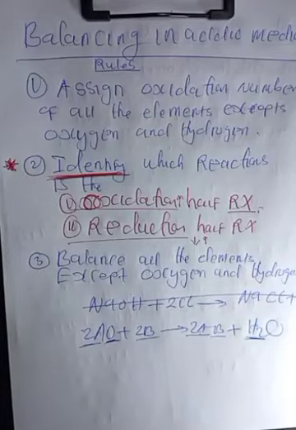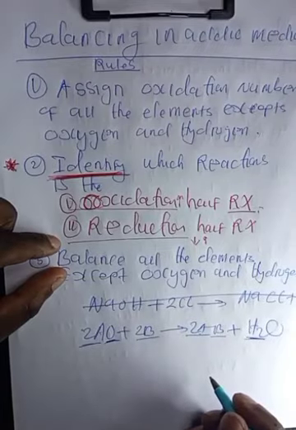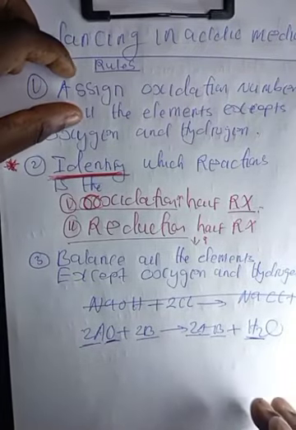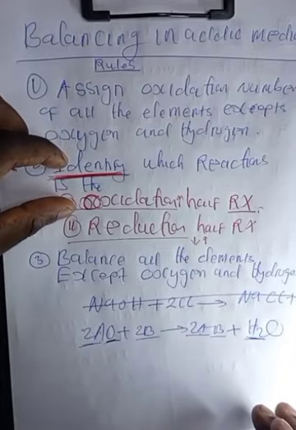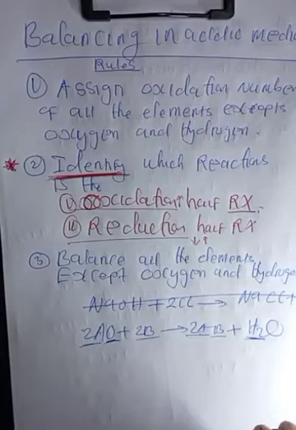So this is the concept, but we are going to see the reality of this in the actual equation that we are going to start solving. So after this, we are saying balance all the elements except oxygen and hydrogen. So I assign oxidation number, identify which one is the reduction half reaction and the oxidation. We are using definitions. Then balance all elements except oxygen and hydrogen.